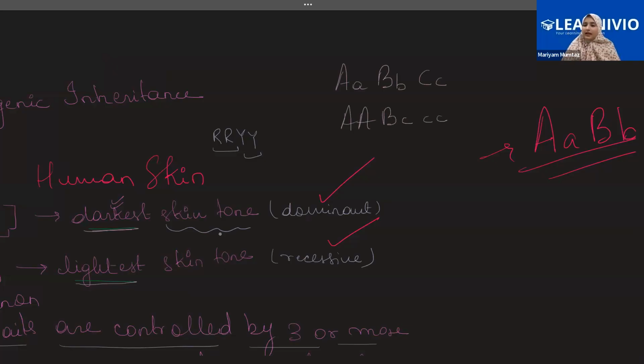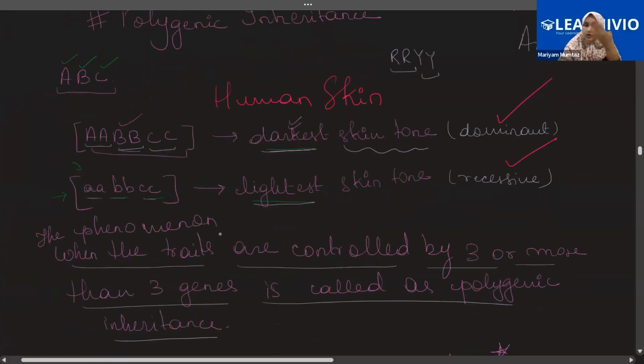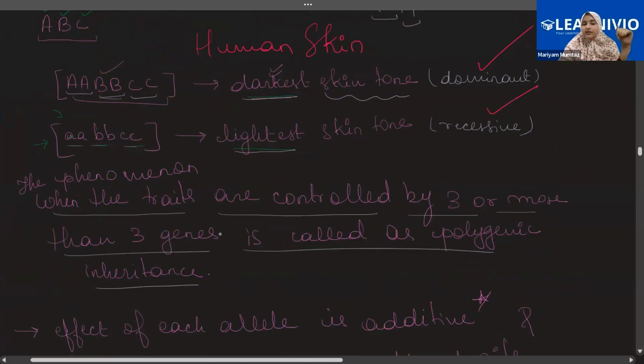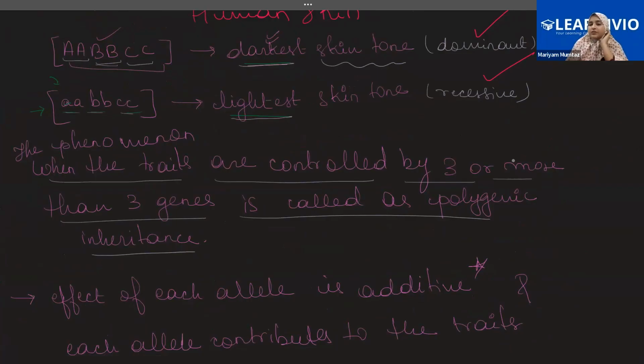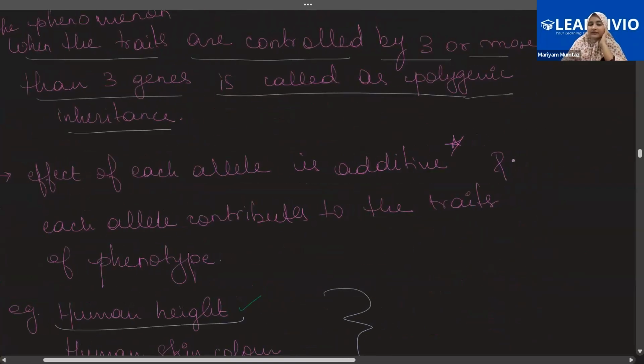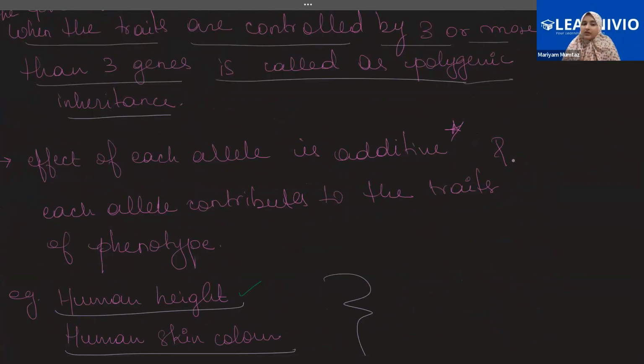There are so many possible outcomes from this, and hence the variety of skin tones in the whole entire world. So the phenomenon when traits are controlled by three or more genes is what we call polygenic inheritance. And remember, the effect of each trait is additive. Additive means it is like a collective effect of all of the alleles present in the genotype. Every allele will present some sort of character, right? Now, there are some people, do you know undertones?